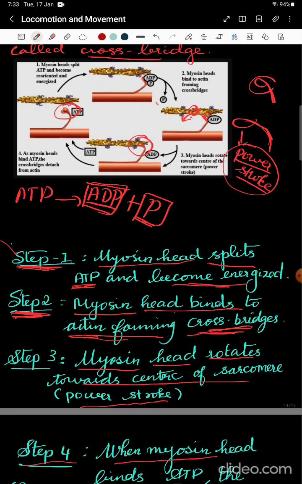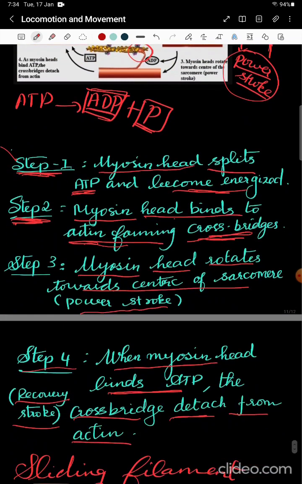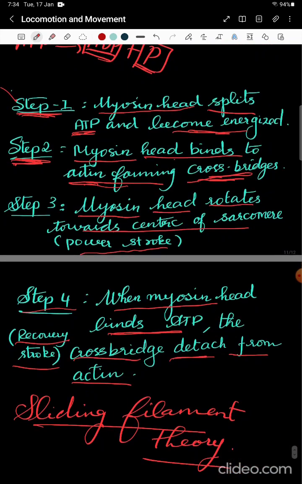This energized myosin head, after forming the cross bridge and binding with the actin filament, is rotating towards the center. It is bending drastically towards the center of the sarcomere, and the contraction will take place. Understood? The contraction of muscle will take place. Now after this contraction of muscle, the relaxation should take place instantly.